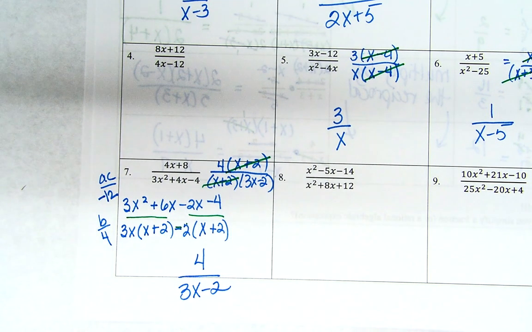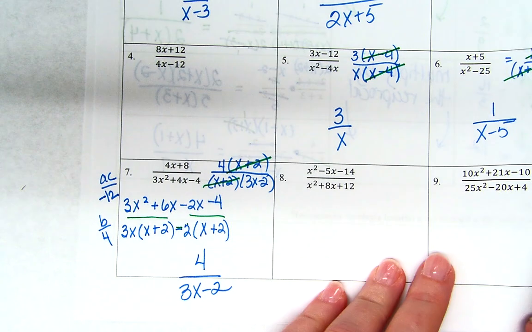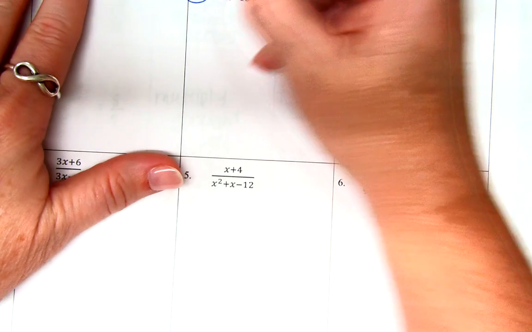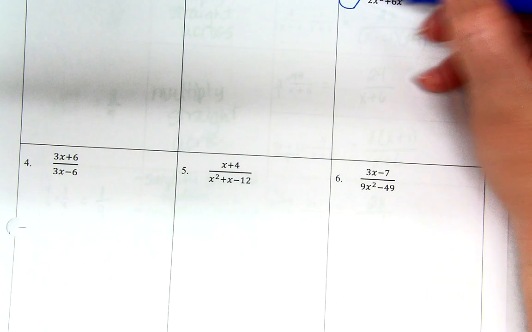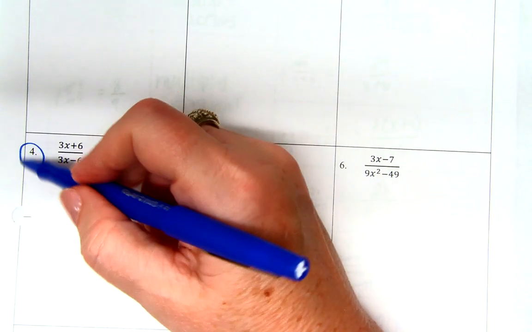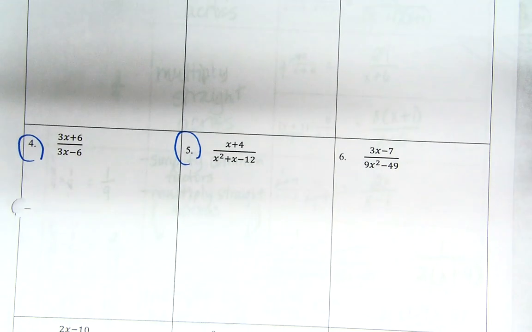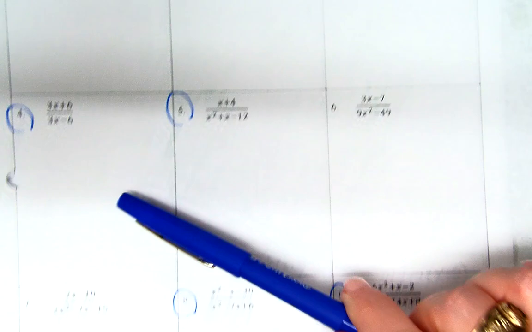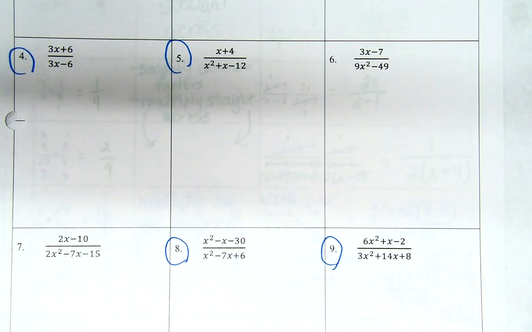Any questions? Would you turn to the back and please circle number 2, number 3, number 4 and 5, and 8 and 9. So we have 2, 3, 4, 5, 8, 9. Any questions?